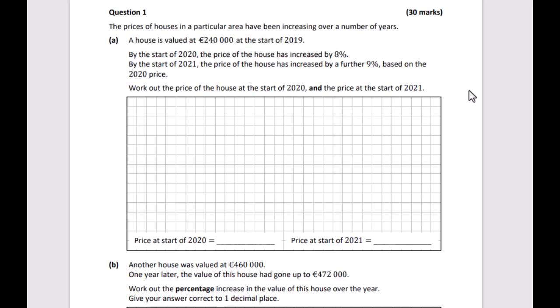And then by the start of 2021, the price of the house has increased by a further 9% based on the 2020 price. Work out the price of the house at the start of 2020 and the start of 2021. Okay, so what we're going to do here is first look at 2019 to 2020. So at the start of 2019, it was valued at 240,000 euros.